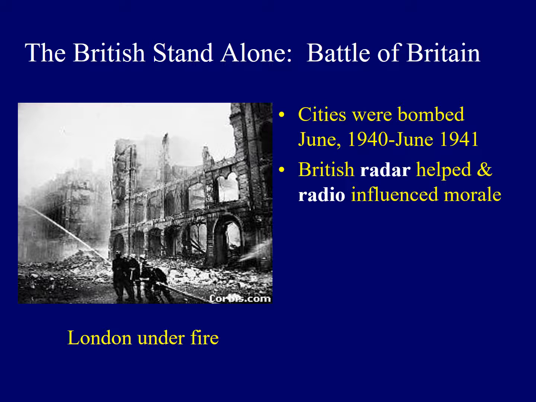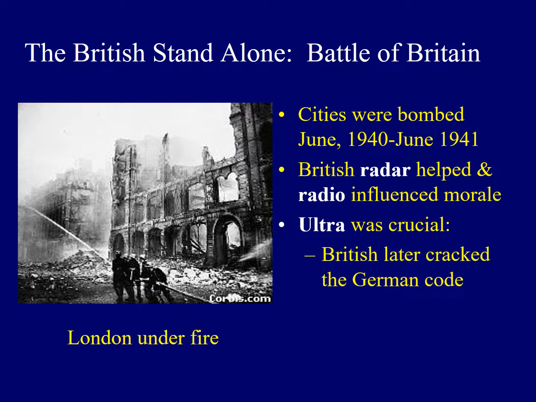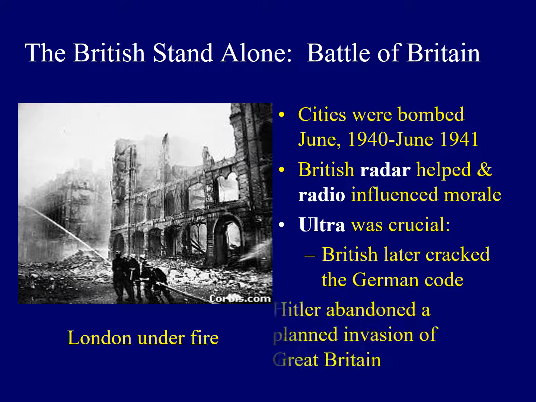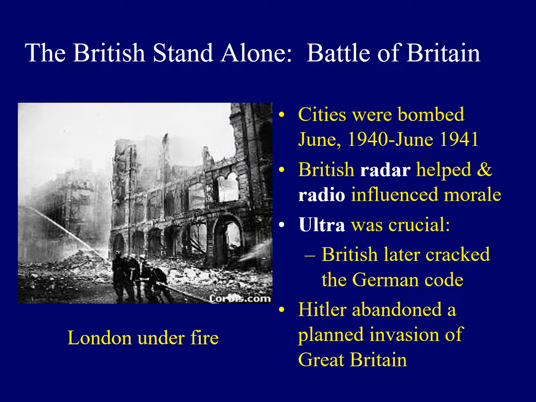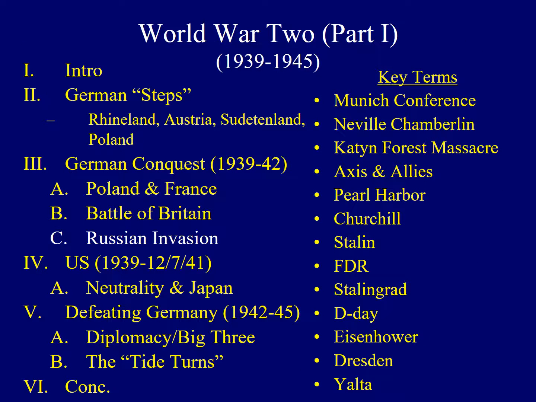The British used the radar and radio to try to help determine when these bombing raids would happen, but also the radio was used to influence morale. Eventually, the British also were able to crack the German code with something called Ultra. Hitler was going to invade the British Isles, but he eventually abandoned this plan and turned his efforts elsewhere. After it became clear that this British invasion was not going to work, he turned his efforts to the east, toward Russia.